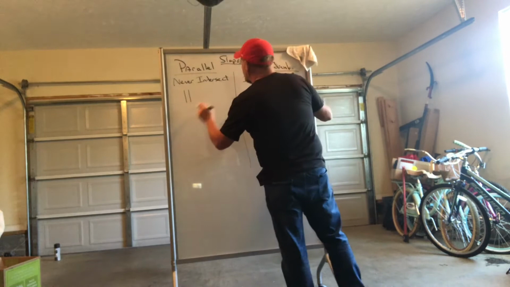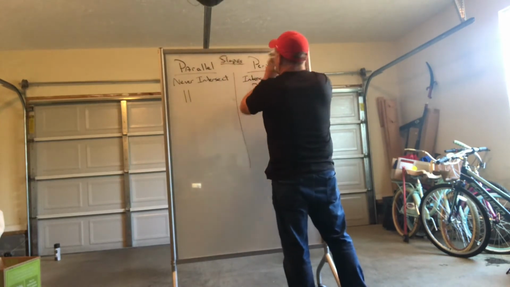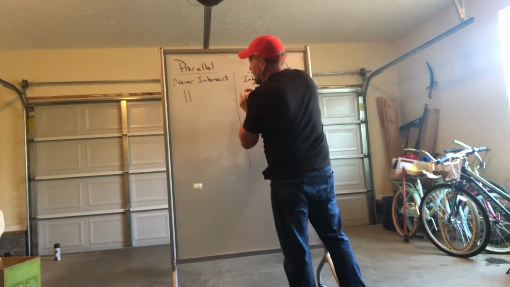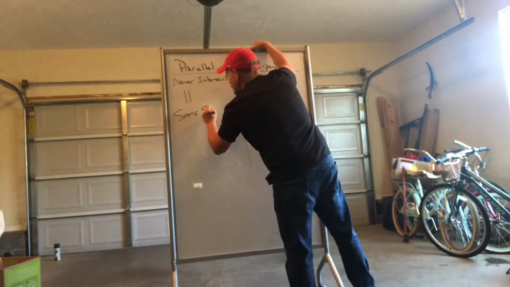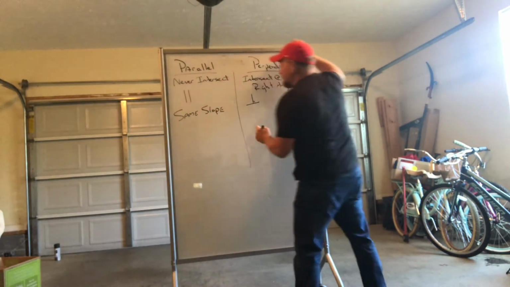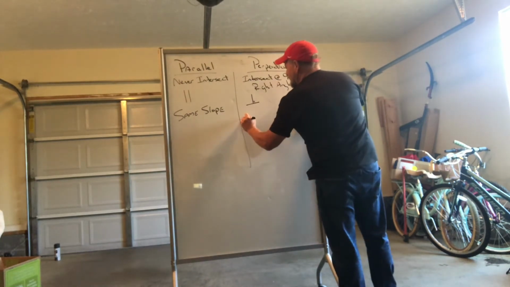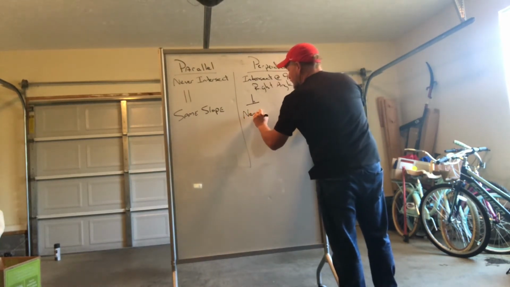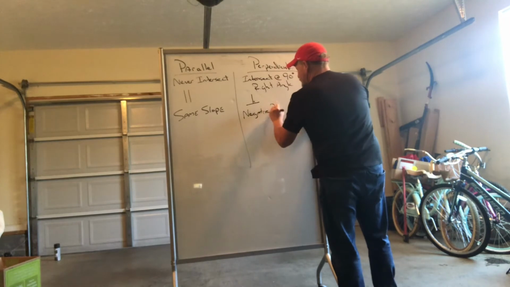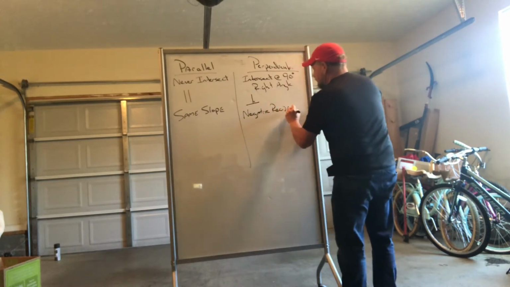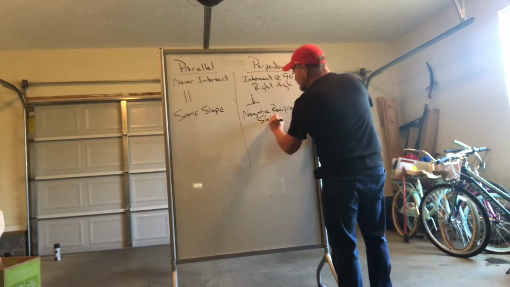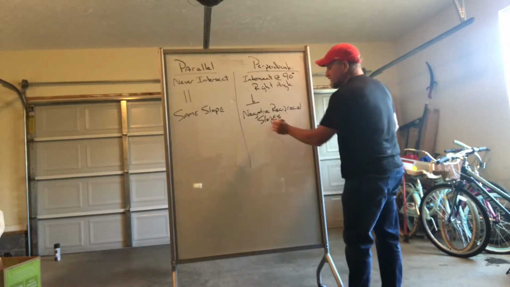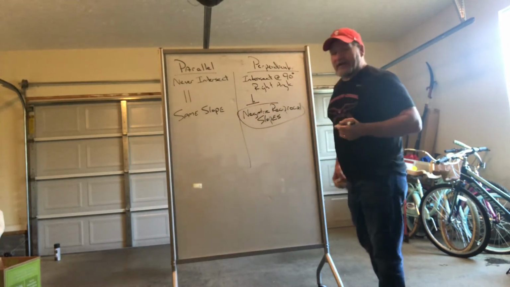The slopes themselves, parallel lines have the same slope. And perpendicular lines have negative reciprocal slopes. Okay, so that usually is something that gives people a little bit of a difficult time. We'll take a look at that in just a moment.